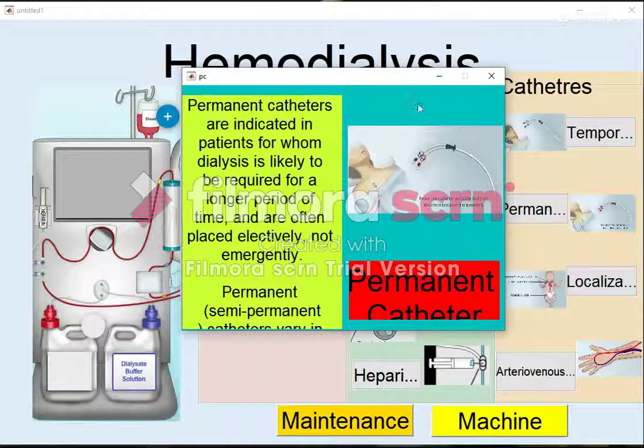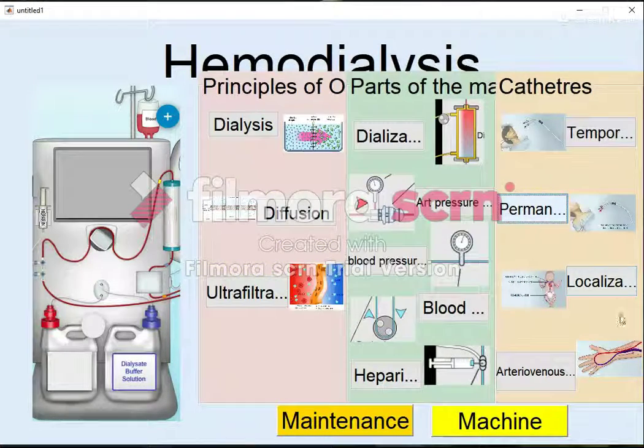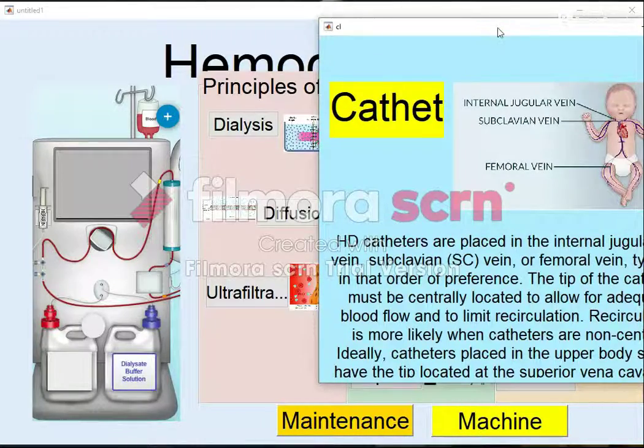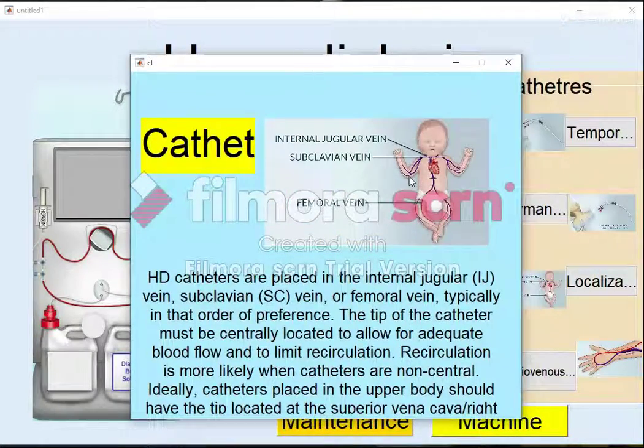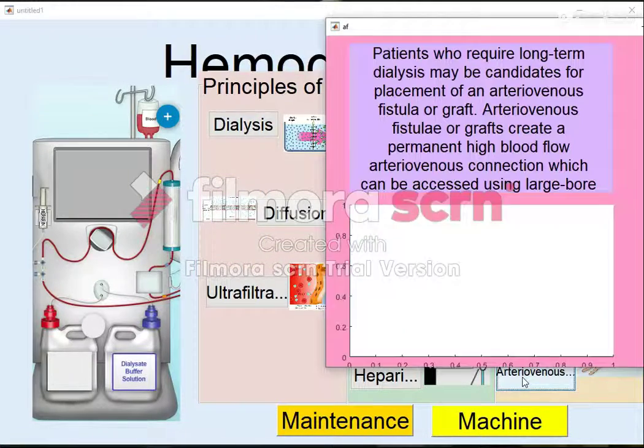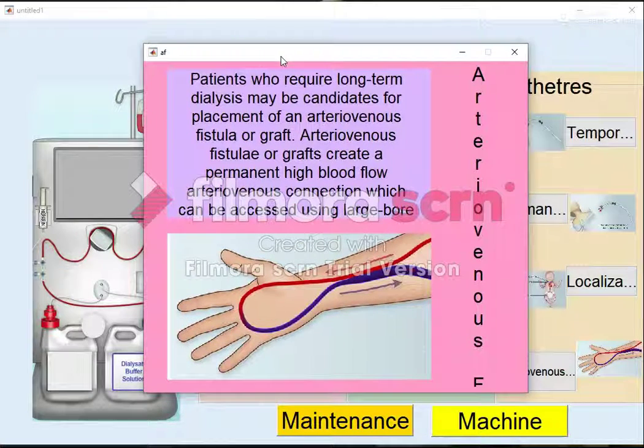Another is by localization. We can see in the figure the different parts where we can put the catheter, for example, the subclavian vein, internal jugular vein, and femoral vein. And the last is the arteriovenous catheter. This is for patients who require long-term dialysis, maybe candidates for placement of an arteriovenous fistula or graft.